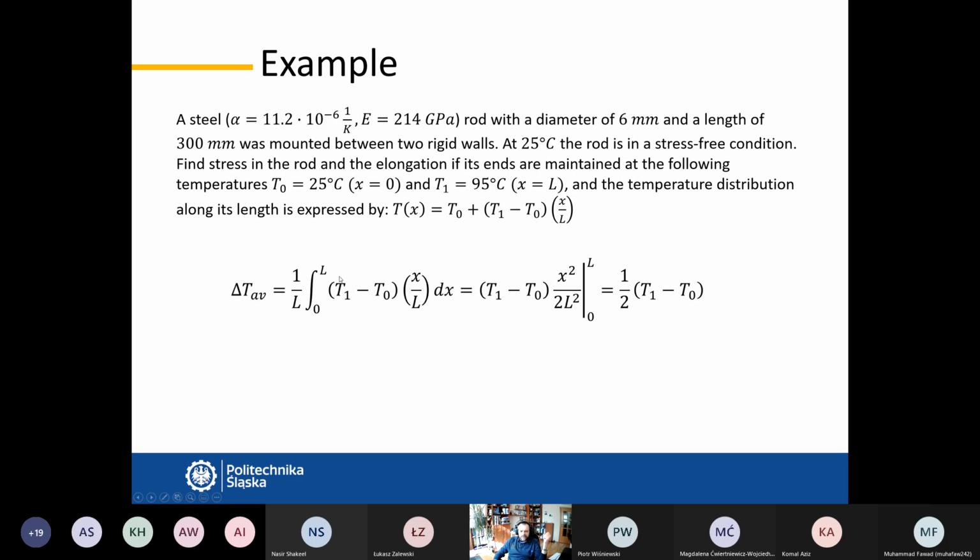T0 plus (T1 minus T0) x over L dx. So if we calculate it, it will be half of T1 minus T0. So this is the average temperature in the material, which if you introduce data, it will be 35 degrees. So we rise the temperature by an average of 35 degrees Celsius.